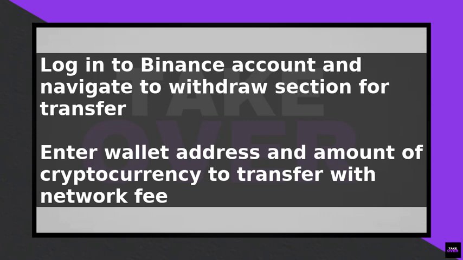It may take some time for the transaction to be processed and confirmed on the blockchain. You can track the status of your transaction by clicking on the Transaction History section in your Binance account or by using a blockchain explorer. Once the transaction is confirmed, your cryptocurrency will be transferred to your hard wallet and you can verify the balance by checking your hard wallet software.